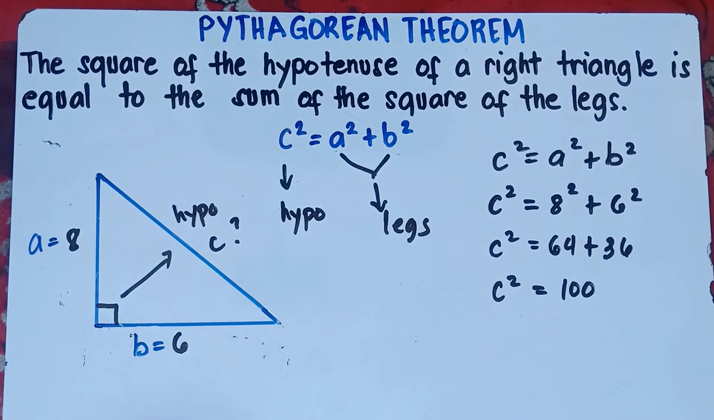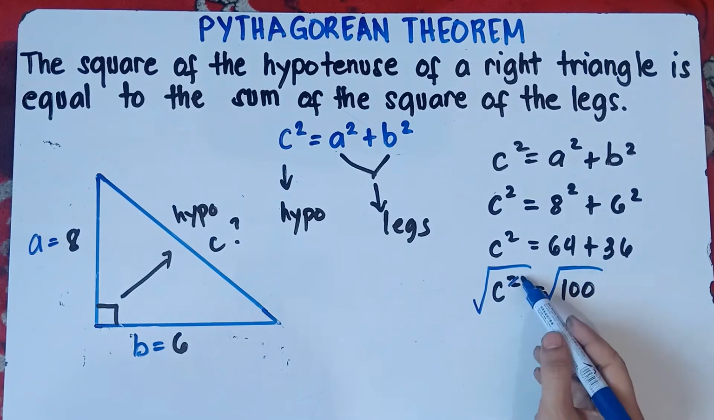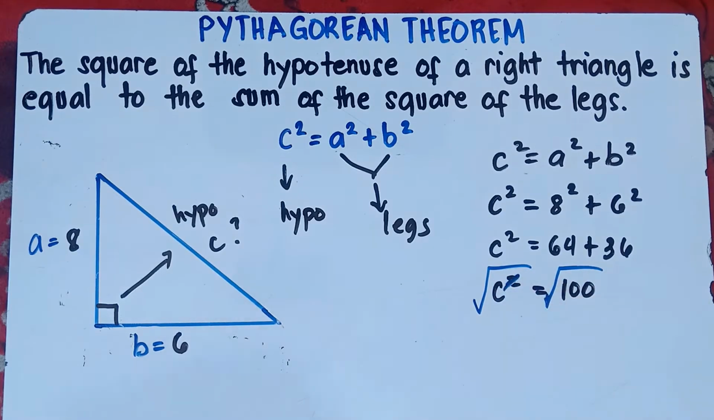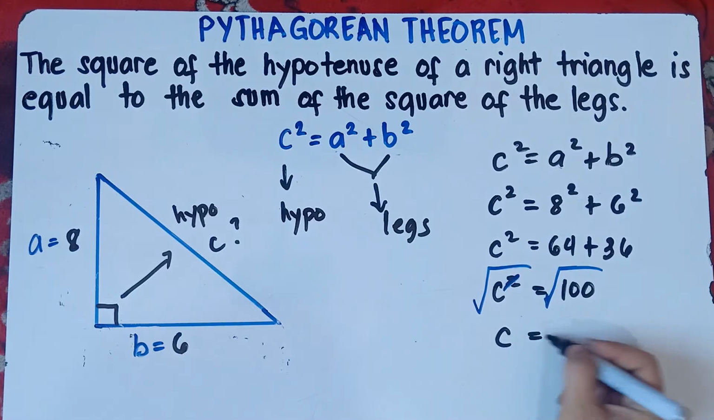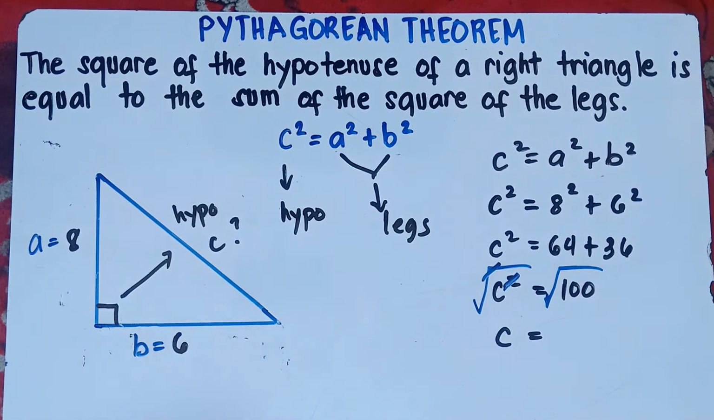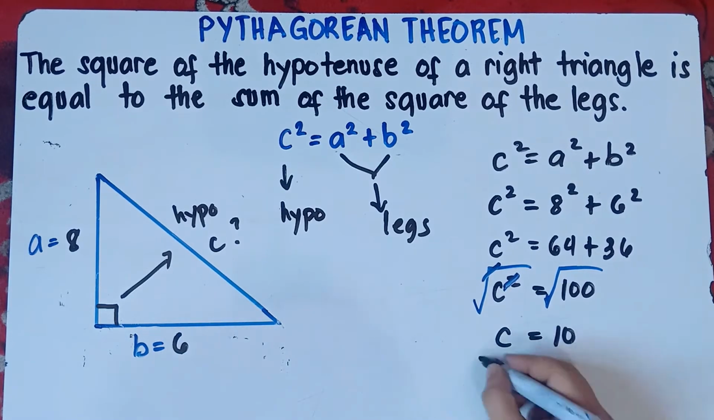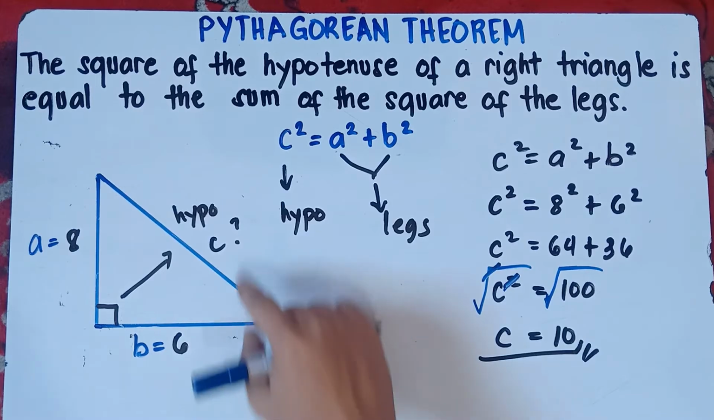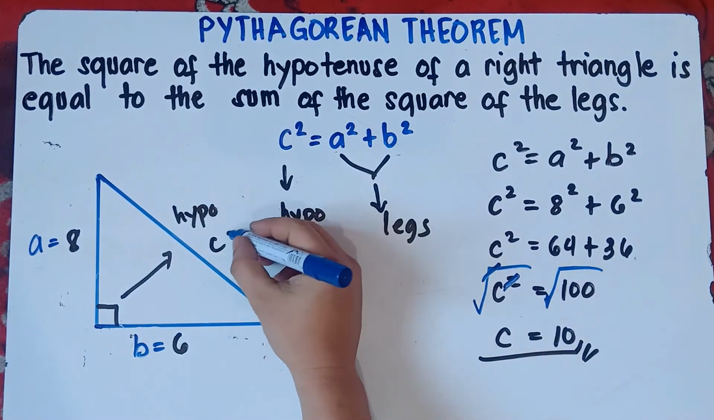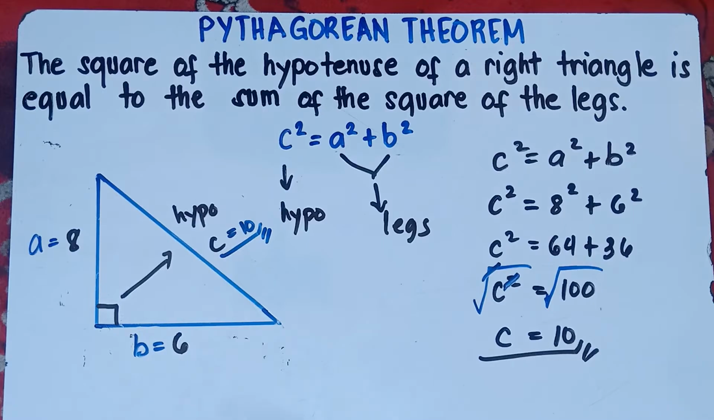And to get the value of C, or the hypotenuse, you need to extract the square root of both sides so that you can cancel this exponent 2. So copy C is equal to, so you can cancel the exponent and this radical symbol. So our C is equal to the square root of 100, that is 10. So therefore, class, this hypotenuse, or this C, is equal to 10. That's it, class. Now, let's give more examples for you to really understand the Pythagorean theorem.